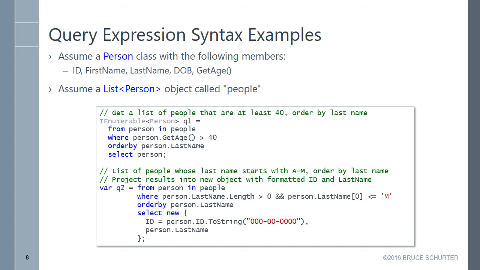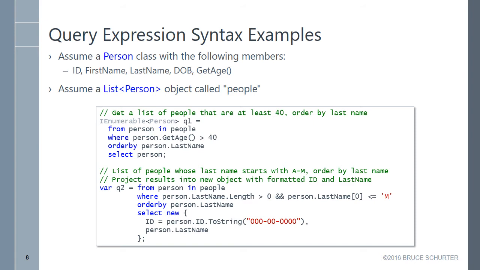So just like before, we have to identify our data source first. So we're going to say the IEnumerable of type person Q1 is equal to from person in people. The people will identify the source data, and the person is very similar to the temporary p variable you saw in the previous examples. So every person that we're testing and querying for will be represented by this person field. So we're saying where person.getAge is greater than 40, order by person.lastname, select person.